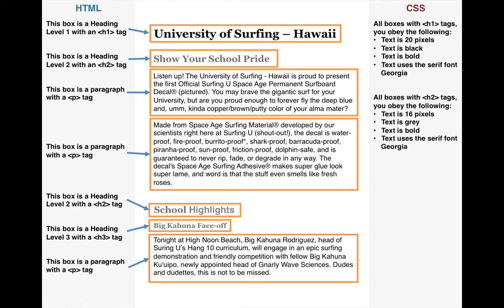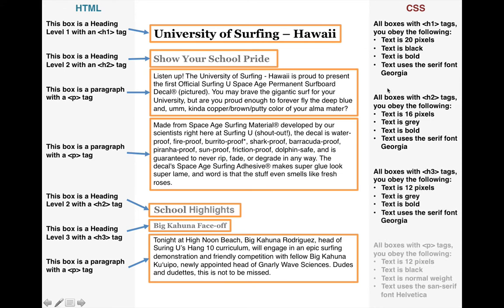CSS can have lots and lots of rules for content, and so we have other rules here for heading 2 tags. Very similar thing, except the text here is 16 pixels. The text color is gray. It's varying from our H1s. H3s and our paragraphs, same thing. CSS comes in here and writes rules that control the presentation of the information.